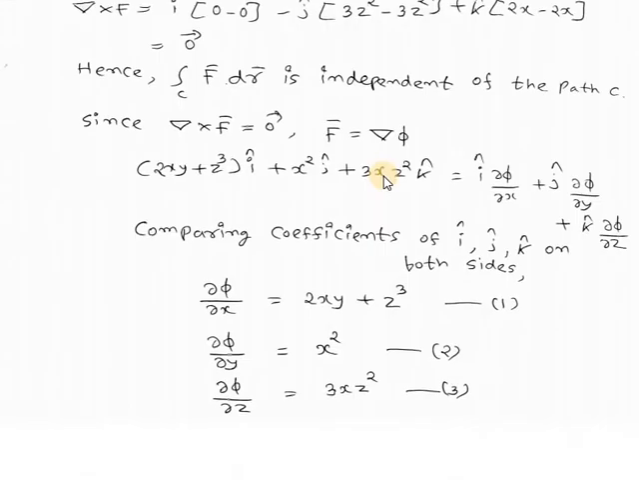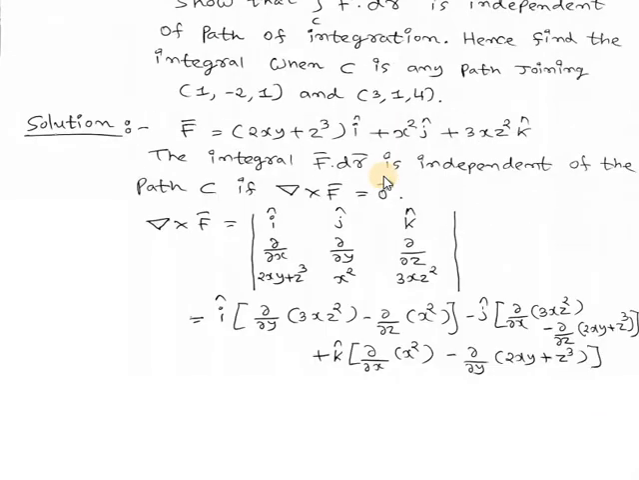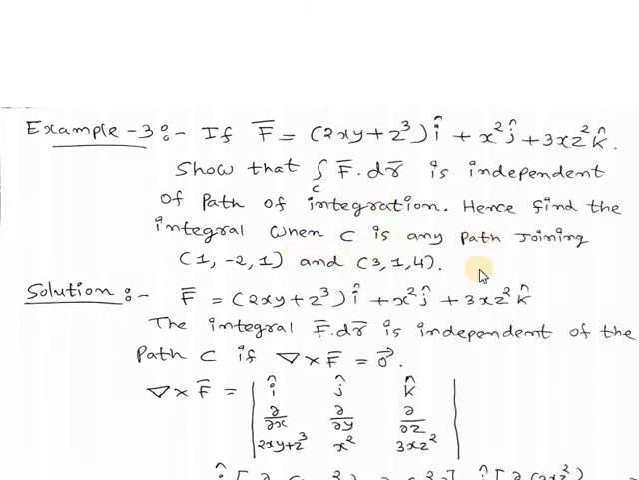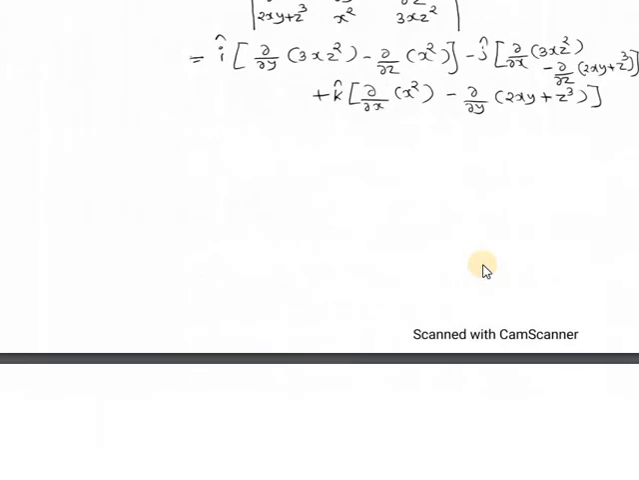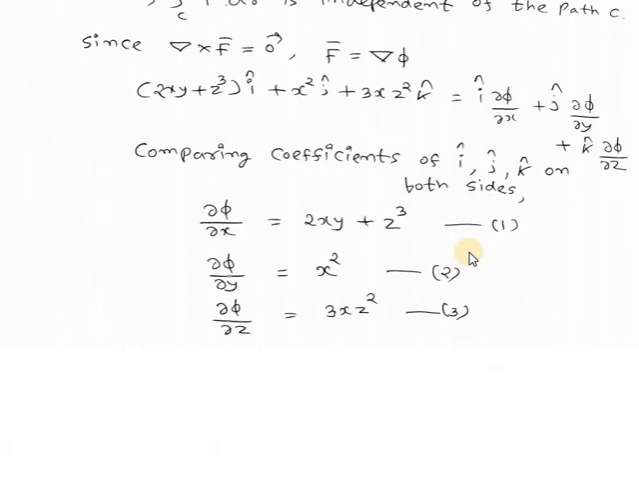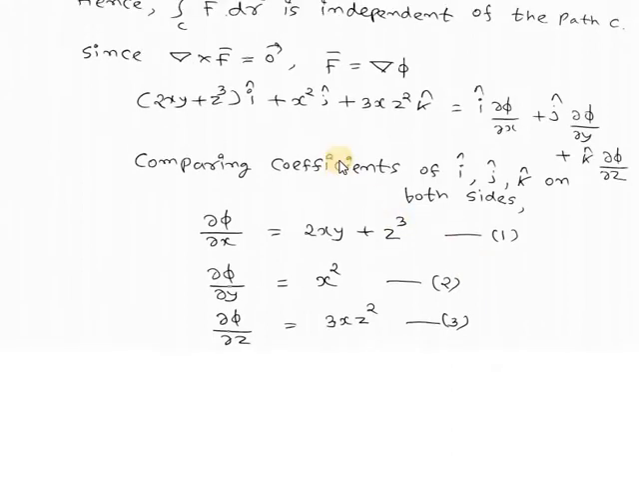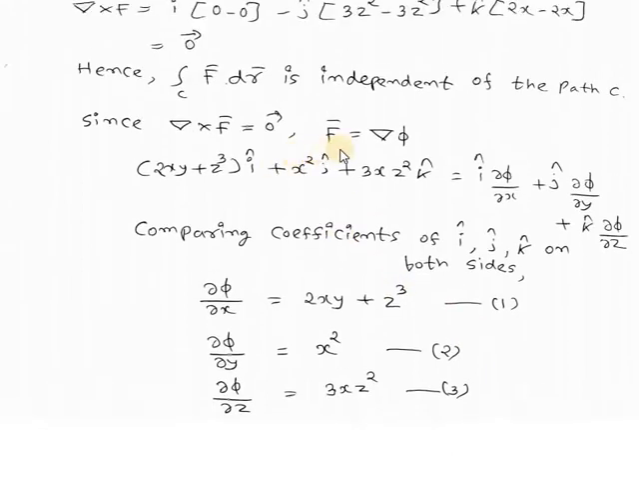Now we have to find the value of the line integral for this path. For that we have to find the scalar potential phi. Scalar potential phi can be found by F bar equal to gradient phi. Here F bar is the given vector, and gradient phi is i del phi by del x plus j del phi by del y plus k del phi by del z.